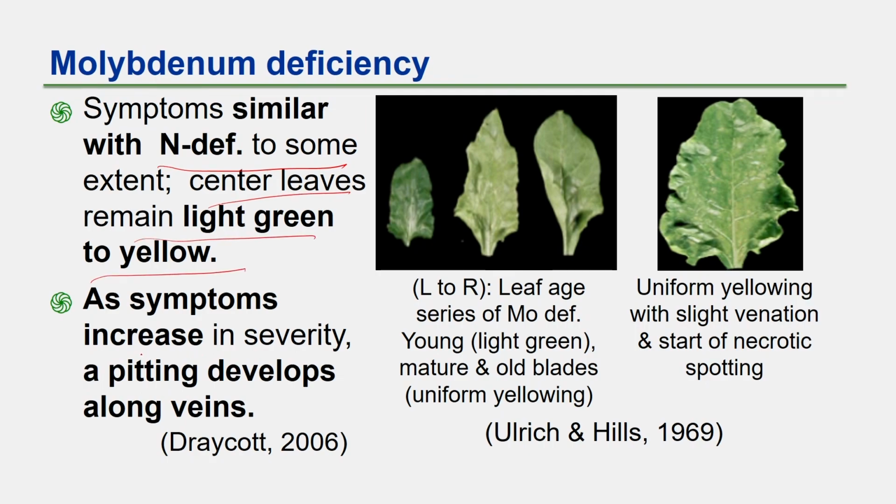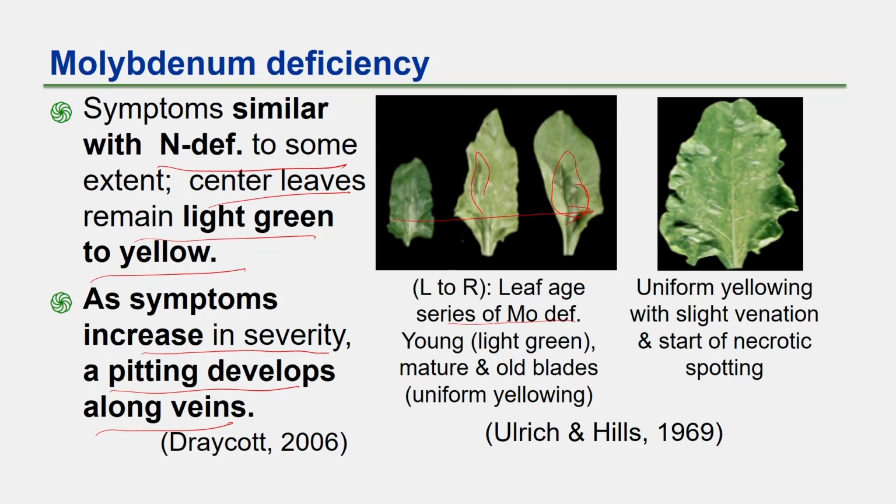As symptoms increase in severity, a pitting develops along veins. So, some kind of pits are formed, you can see here. Left to right, you can see how molybdenum deficiency symptoms advance from mild to severe.